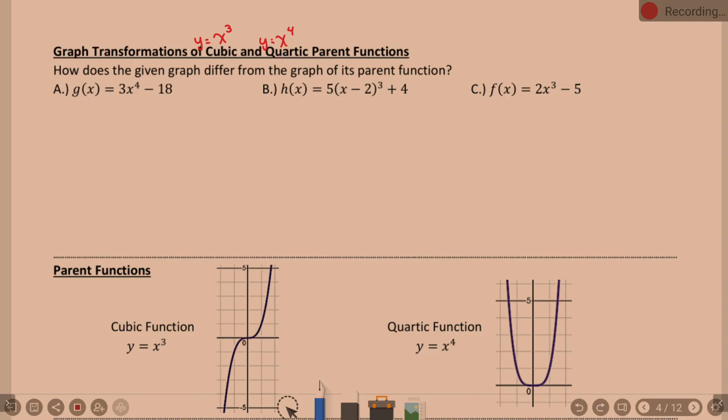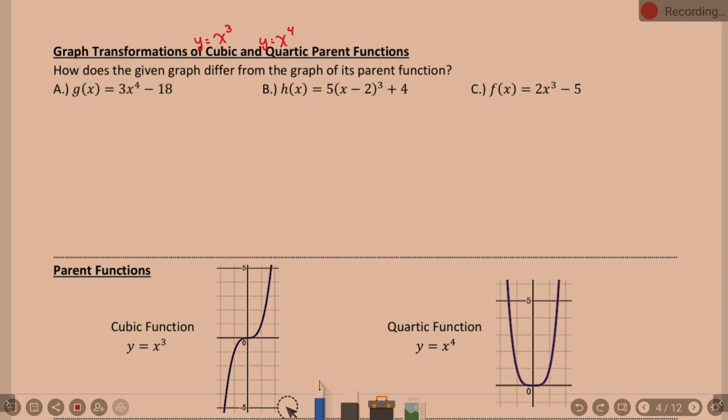Thoughts on what that 3 is doing? Where is that 3? That 3 is where? It's right in front of the x, so it's right in front of the function. Okay, so it's like an a value here. 3 is bigger than 1, so it's a vertical stretch.